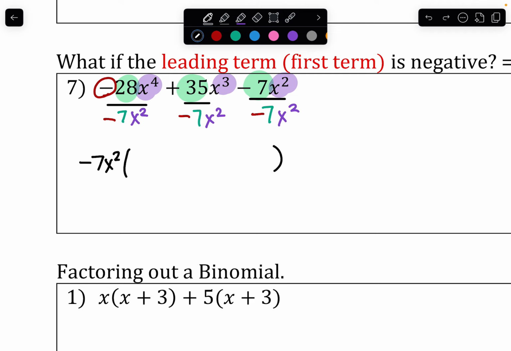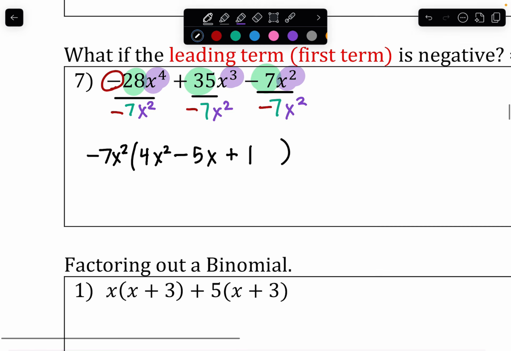Negative 28 over negative 7 is 4. x^4 over x^2 is x^2. 35 over negative 7 is negative 5. Be careful with that negative. x^3 over x^2 is x. Negative 7 over negative 7 is positive, and then 7 over 7 is 1. x squared over x squared cancels to 1. Remember, you have 1 as a placeholder.